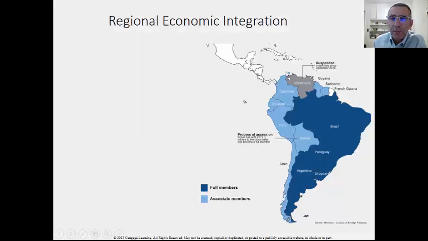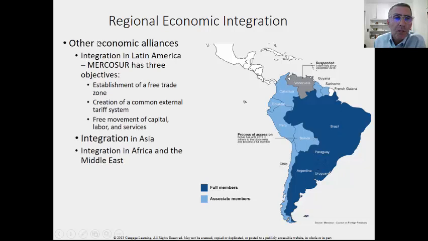So here we have Mercosur, right? So here we go. Mercosur has 3 objectives. So these are the members of Mercosur. Again, I'm trying to update the book a little bit, so this is more recent stuff.